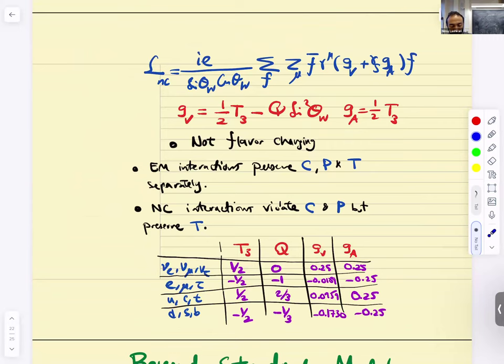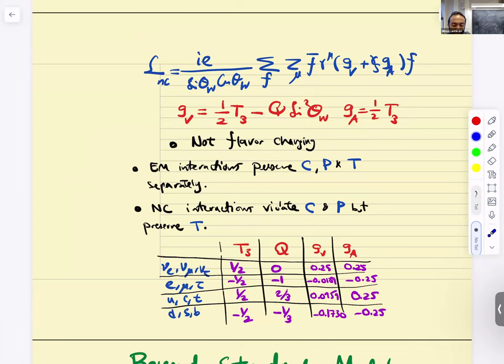This is a more elegant way of writing the neutral current interactions. What goes into it is theta W and the electric charge. Sum over the fermions, this is GV and GA, this is gamma 5. GV is this combination of the hypercharge and T3, and GA is just the third component of the SU(2) left charge. This physics is not flavor changing.